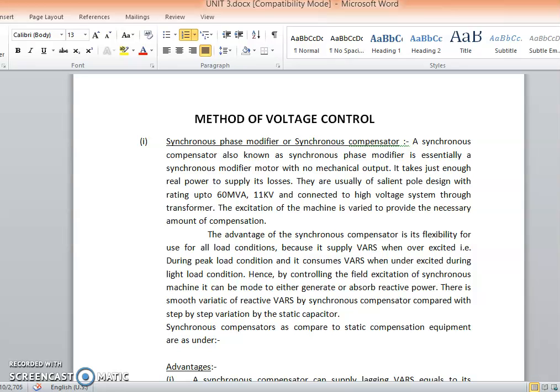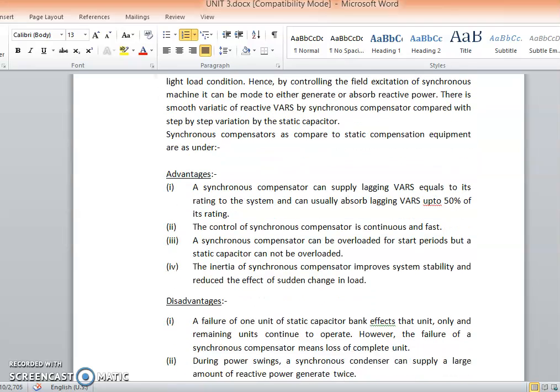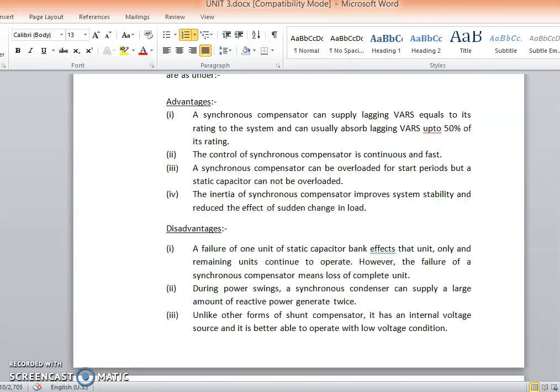Hence, by controlling the field excitation of the synchronous machine, it can be made to either generate or absorb reactive power. There is a smooth variation of reactive watts by the synchronous compensator compared with step-by-step variation by the static capacitor. Synchronous compensator as compared to static compensator equipment has some advantages. Number one, a synchronous compensator can supply lagging watts equal to its rating to the system and can usually absorb lagging watts up to 50% of its rating.